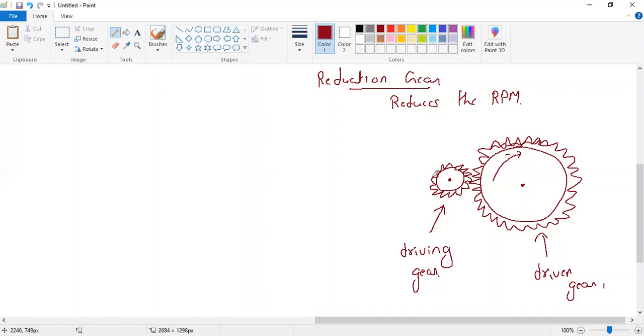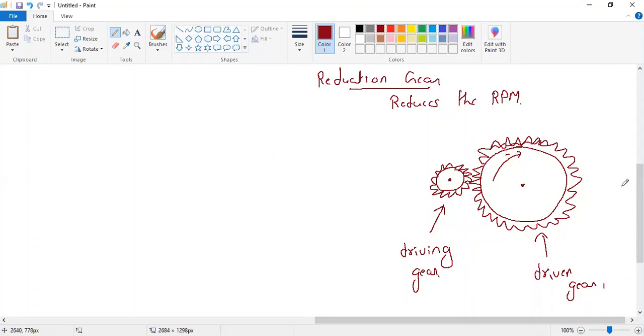Correct? So when the driving gear rotates 3 times, I'm just giving an example, then the driven gear rotates 1 time. Such types of gears are called reduction gears. Understood? A gear in which the driving gear is smaller and the driven gear is larger, so that I get a ratio. When this completes 3 rotations, this completes 1. So 3:1 rotation. Such a gear mechanism is called the reduction gear.